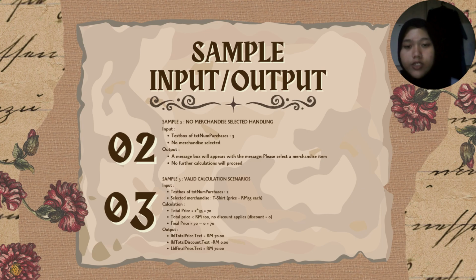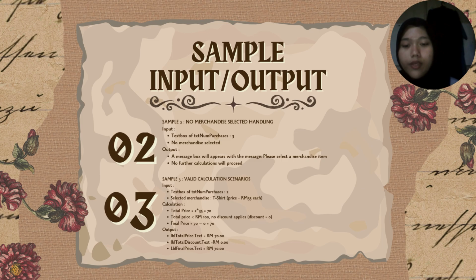The third sample is if the user has entered all of the input and has a valid calculation scenario. If the user enters the text box number of purchases equal to 2 and selects a merchandise which is t-shirt, the calculation will be 35 times 2 equal to 70, and total price will be less. If it's less than 100, then no discount will be applied. Then the final price will be 70 minus 0 equal to 70.